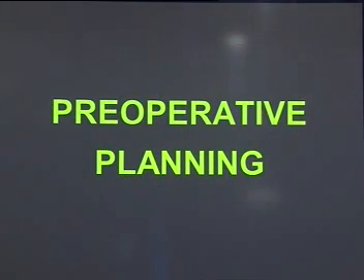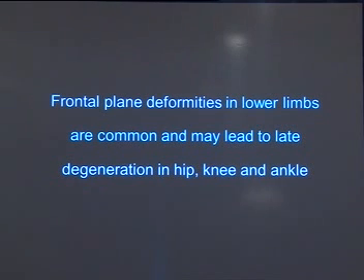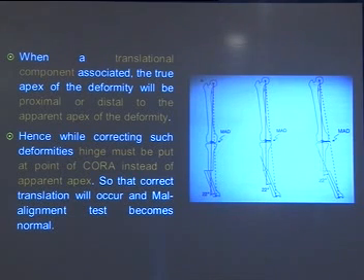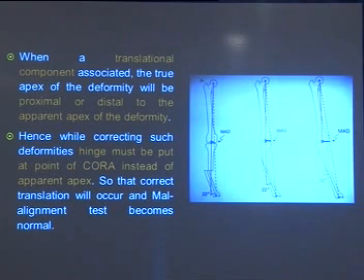So preoperative planning. Frontal plane deformities in lower limbs are common and may lead to late degeneration in the hip, knee and ankle. When a translation component is associated, the true apex of the deformity will be proximal or distal to the apparent apex of the deformity. Hence, while correcting such deformities, the hinge must be put at the point of CORA instead of the apparent apex, so that correct translation will occur and the malalignment test becomes normal.